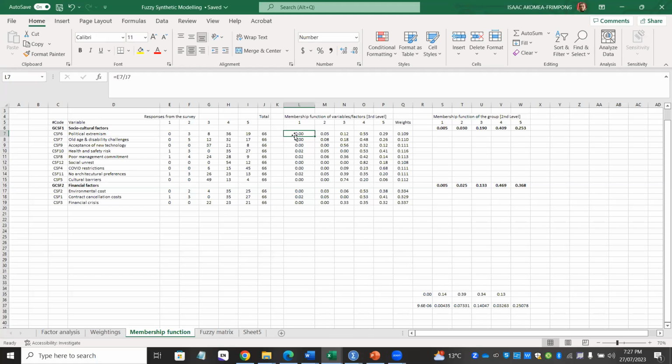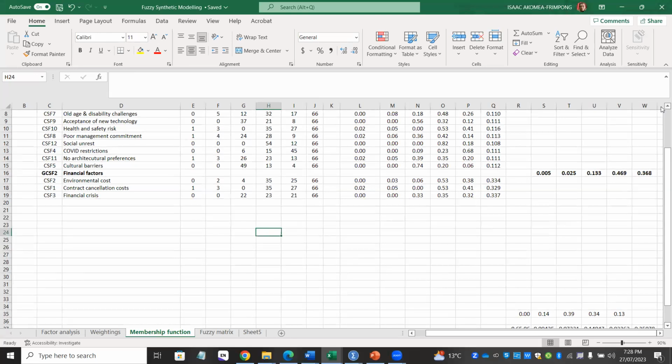Okay, now the question is, how do we determine the membership functions of the group? We are talking about the group. To determine the membership functions of the group, which represent the second level, what you have to do is multiply the membership function of each of the group, which will come in a form of a matrix.